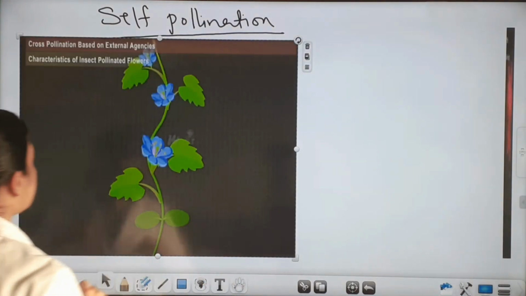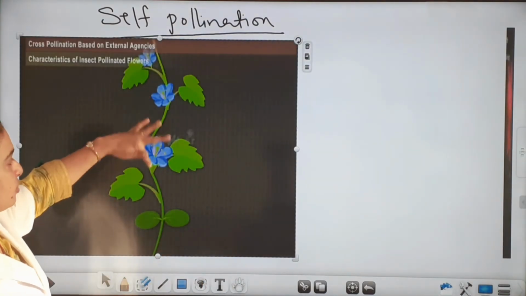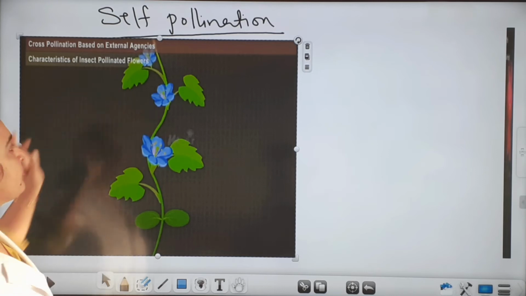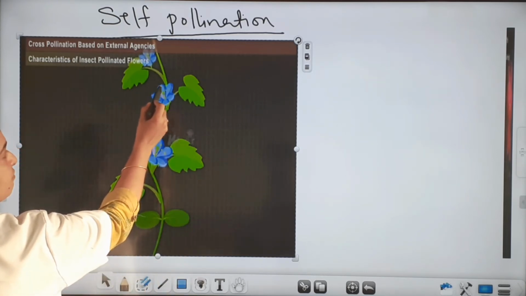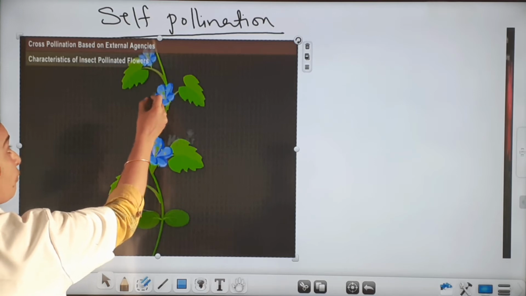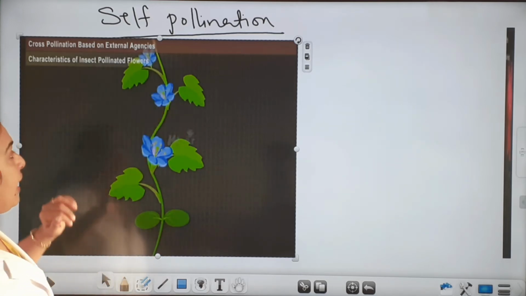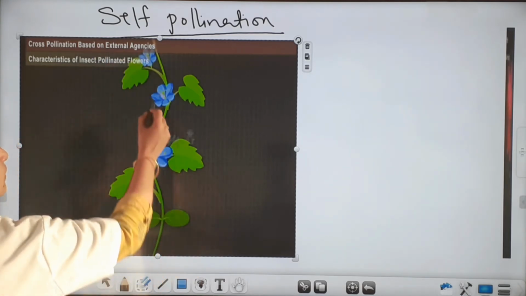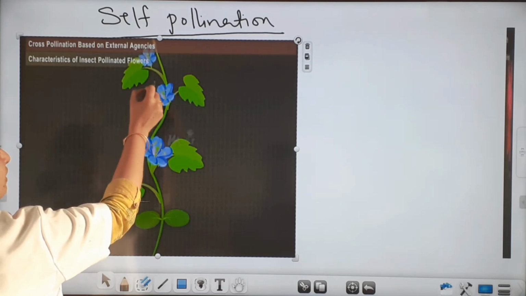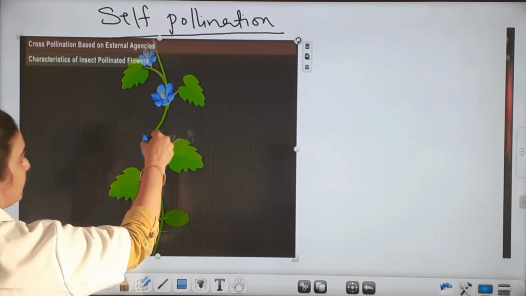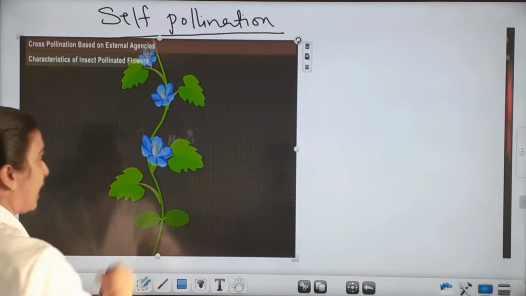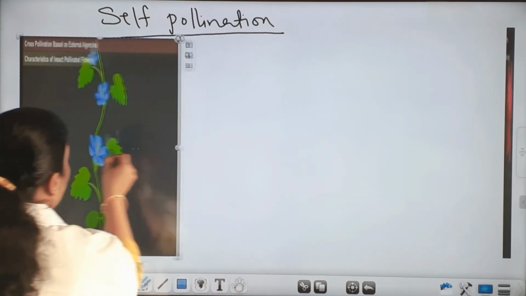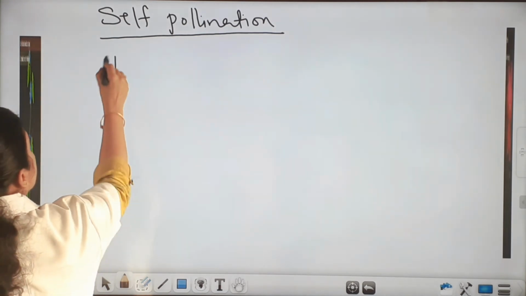So here we can see a flower. So two flowers are here. If suppose this flower is a bisexual flower, there is a chance of transfer of pollen grains from the anther to the stigma of the same flower. Okay, and if it is a unisexual flower, another flower also here. If it is a unisexual flower, there is a chance of transfer of pollen grains from this flower to another flower of the same plant. So both are self-pollination. Is it clear? So how can we define this transfer of pollen grains?